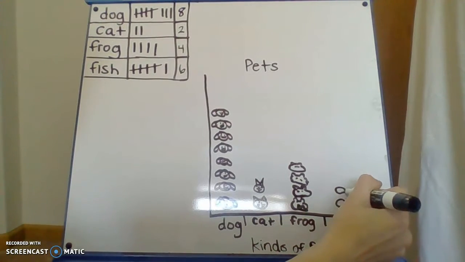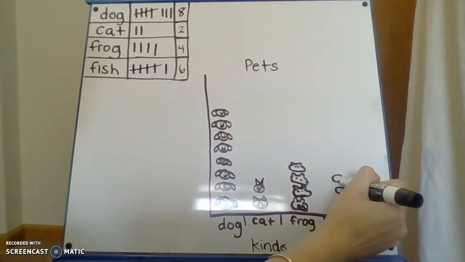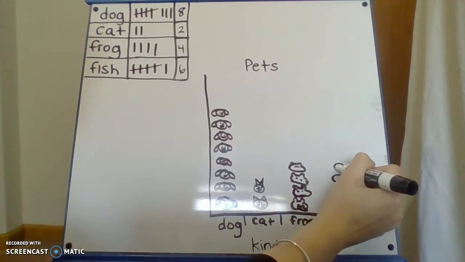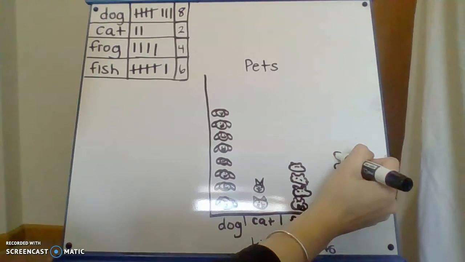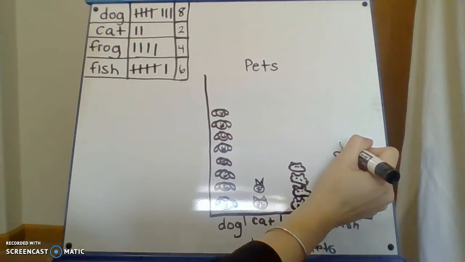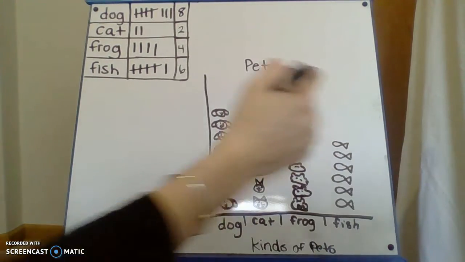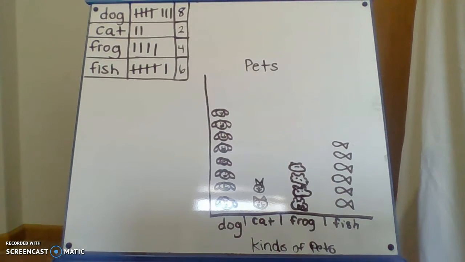One, 2, 3, 4, 5, 6. Okay? So we drew our picture graph.